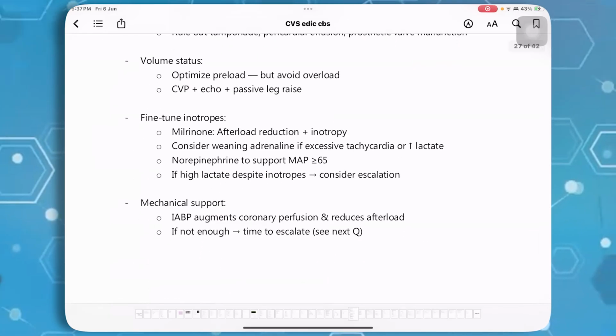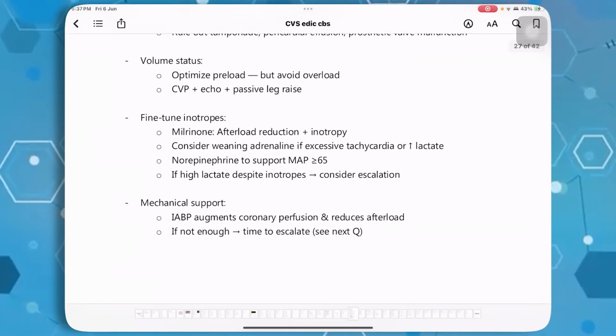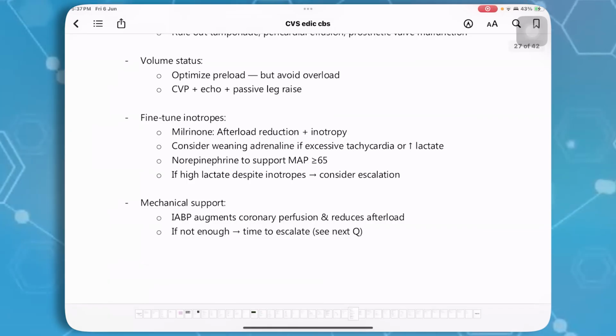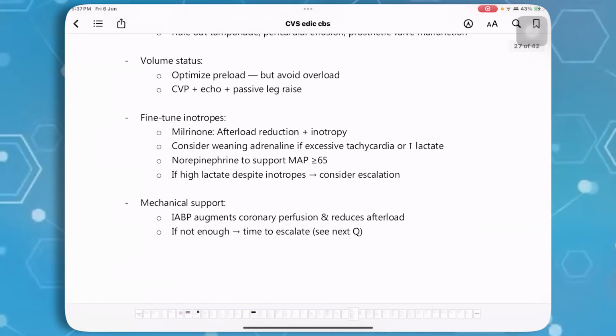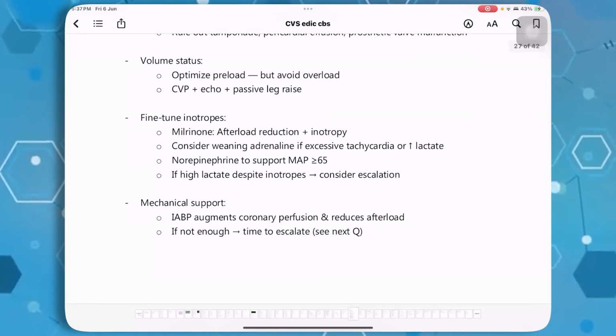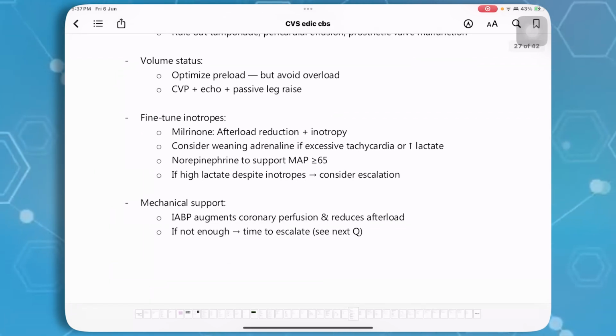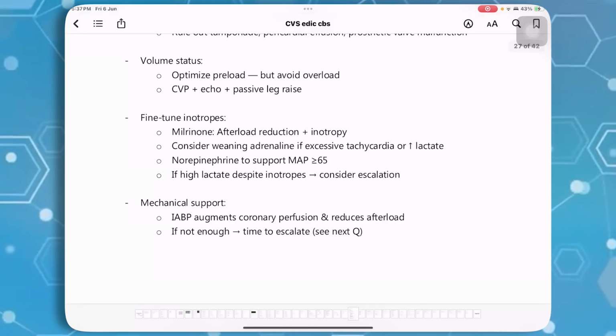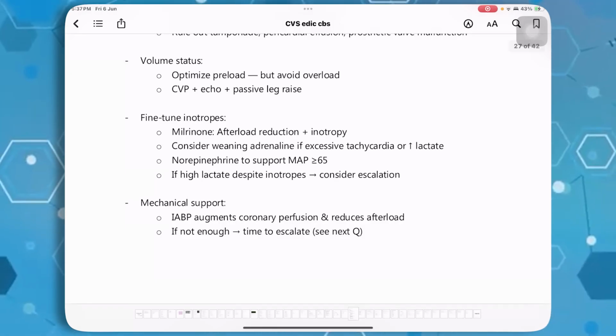Milrinone is a good one, but after 6 hours to 24 hours, it produces a lot of lactate. So it does cause afterload reduction and inotropy, but increases lactate. So try to get it down. Consider weaning off adrenaline if there is tachycardia or rising lactate.